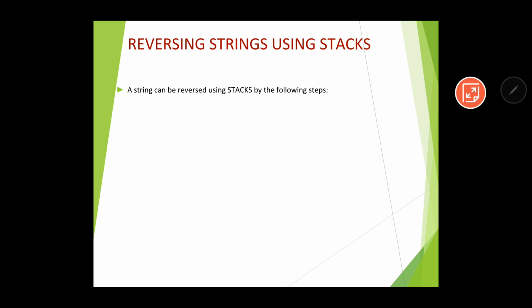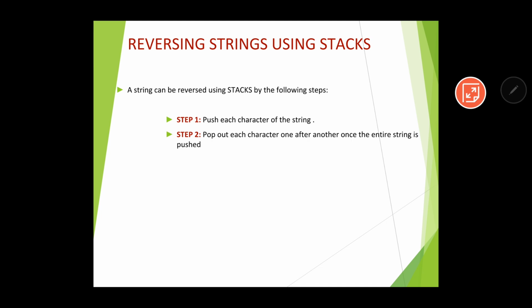A string can be reversed using stacks by the following steps. We need to follow a certain number of steps for reversing strings. So what is the first step? The first step is to push each character of the string. So we have to push the characters one after another, and then the second step says that we have to pop out each character one after another once the entire string is pushed. Let's try to understand it with the help of a diagram. Let's say we have an empty stack now. Empty stack means what will be the value of top?